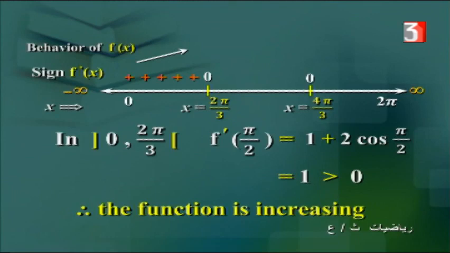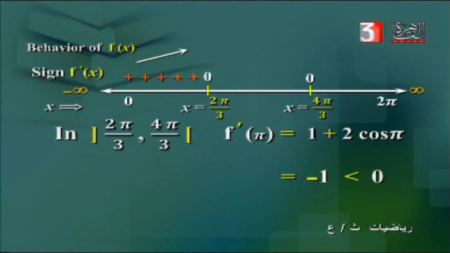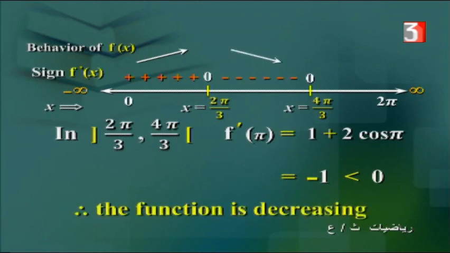The second interval, open 2 pi over 3 and 4 pi over 3. f dash pi equals 1 plus 2 cosine pi equals 1 plus 2 multiply negative 1, which is negative 2. 1 minus 2 equals negative 1. Then f dash is smaller than 0. Then the sign of f dash is negative in this interval. Then the function is decreasing in the open interval 2 pi over 3 and 4 pi over 3.